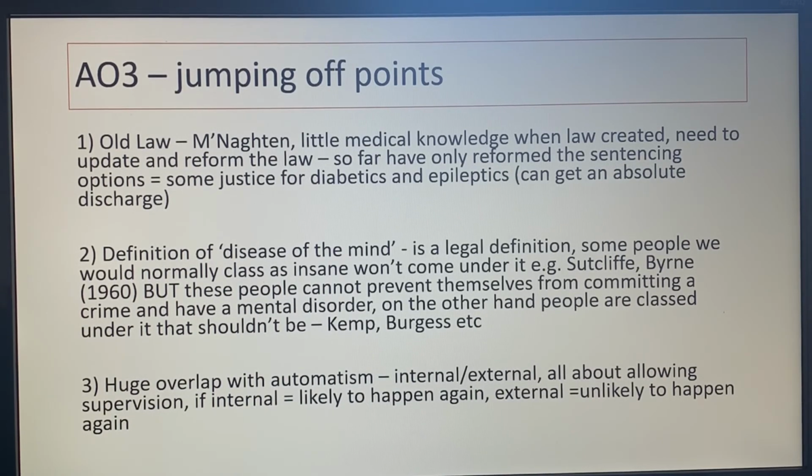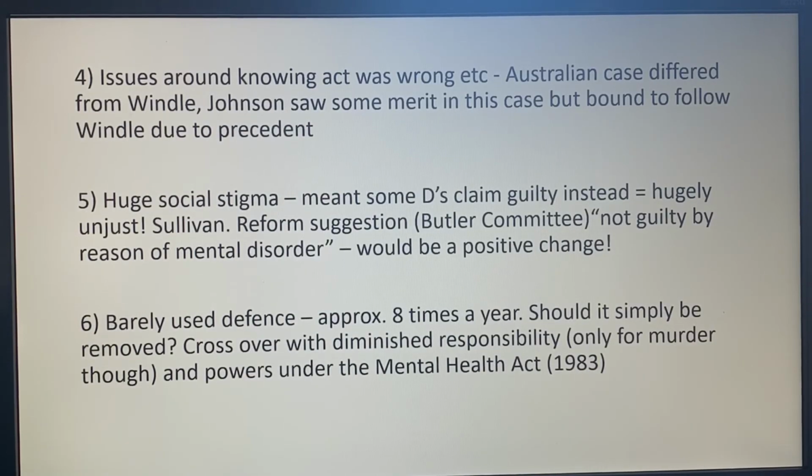Whereas if it's internal, you could have a reoccurring situation of it happening again and again, and therefore they do need to do something about that, which is the justification for the internal-external divide. But as you can see, it doesn't really work with cases like Kemp, Sullivan, etc. There are issues around knowing the act was wrong, etc.